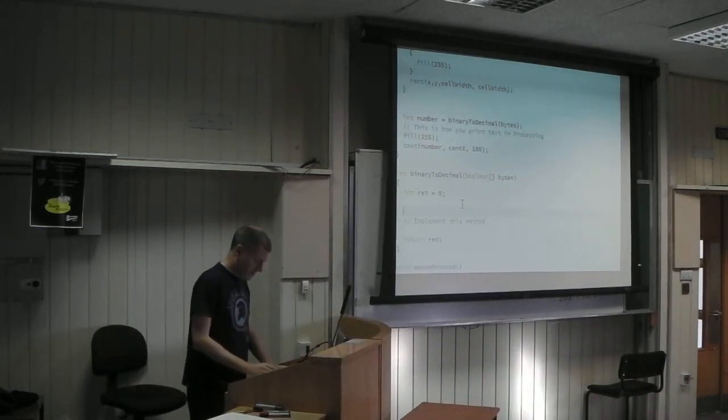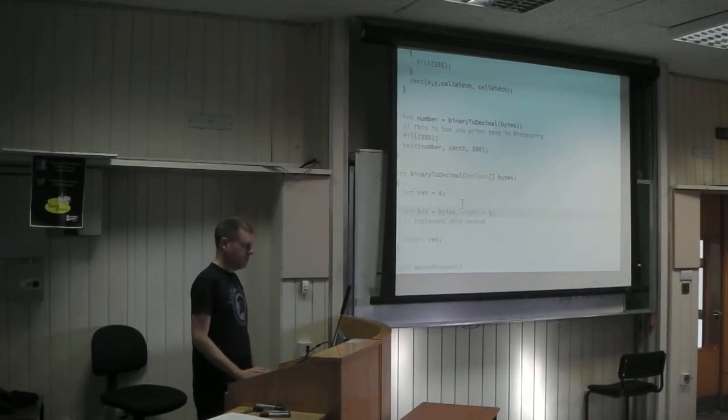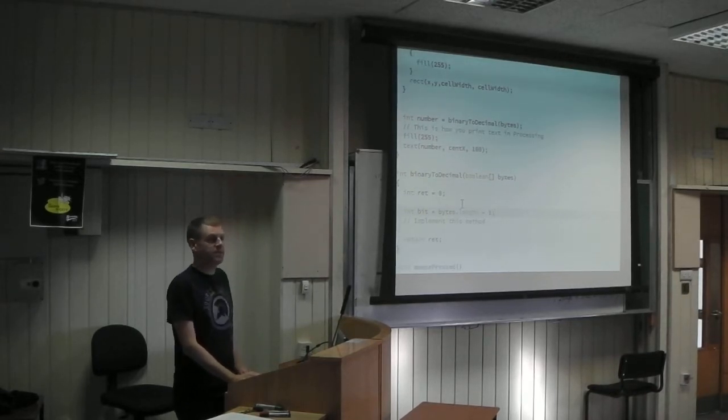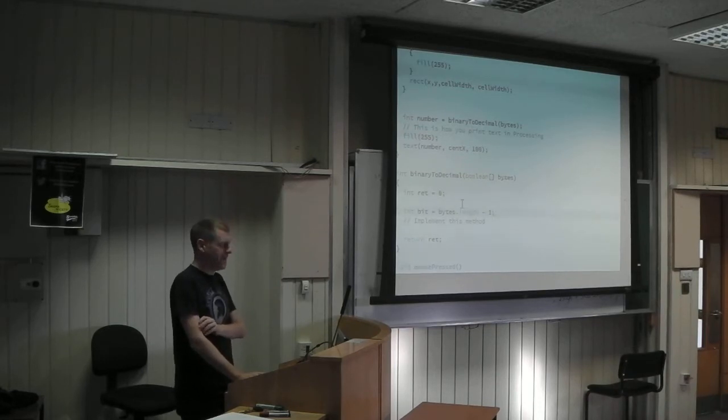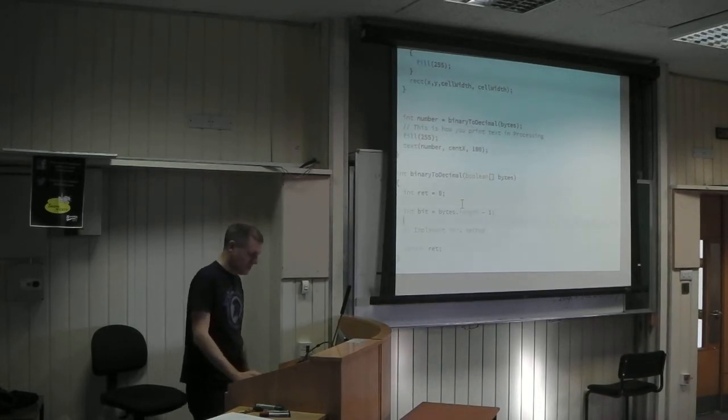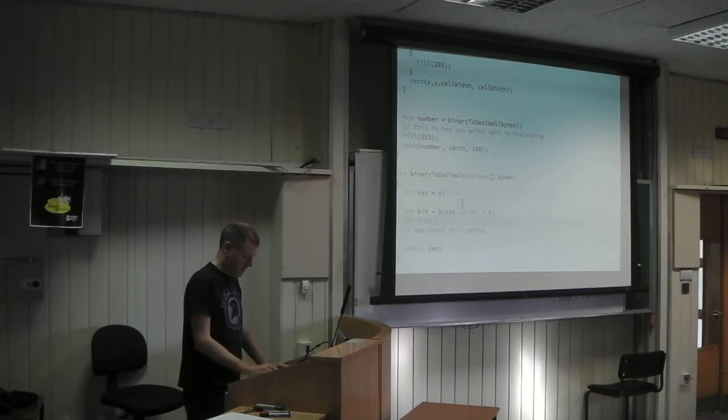I declared a variable called int bit, and I said bit was equal to bytes dot length minus 1. So bit starts out being equal to the value 15. If I've got 16 elements in that array, then bit is going to start out being 15. So then I go for int i equals 0, semicolon, i is less than bytes dot length, semicolon, i plus plus.